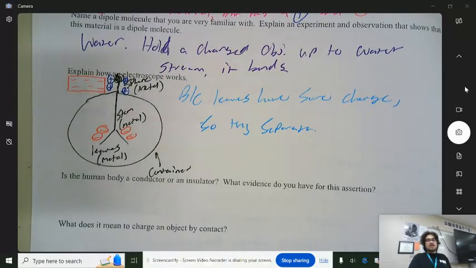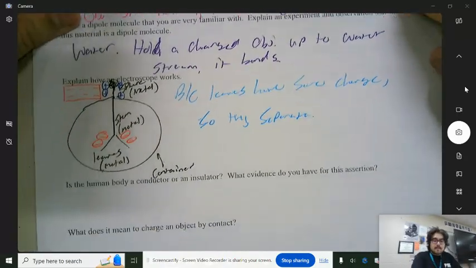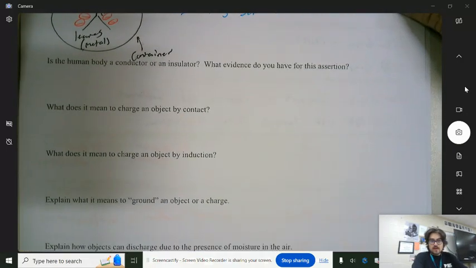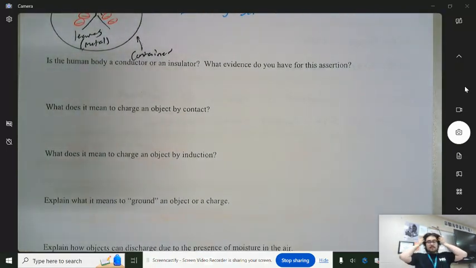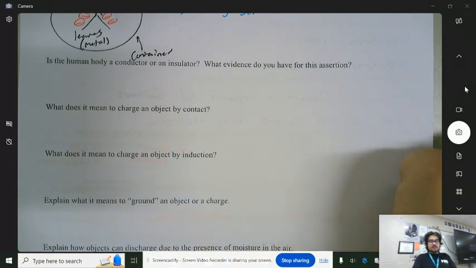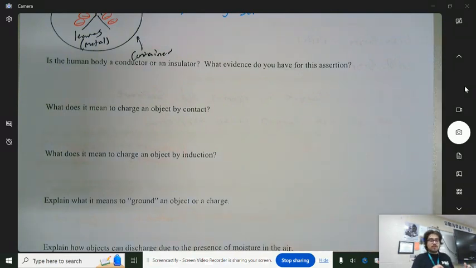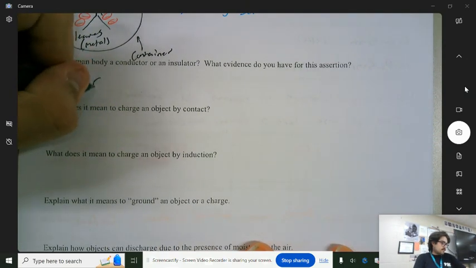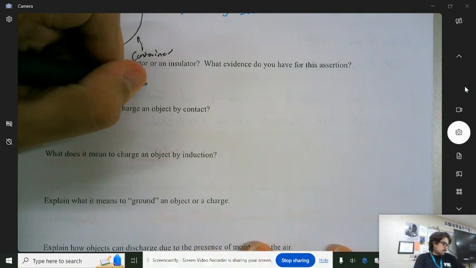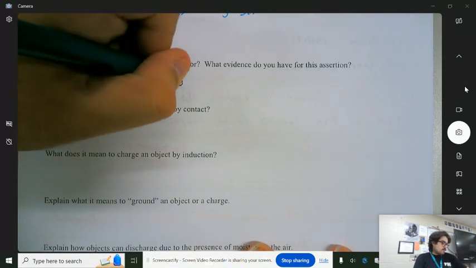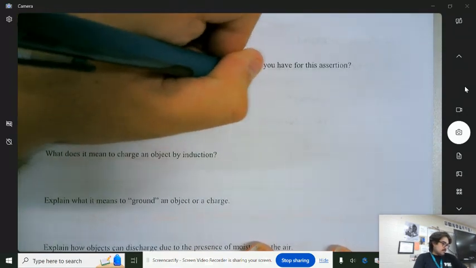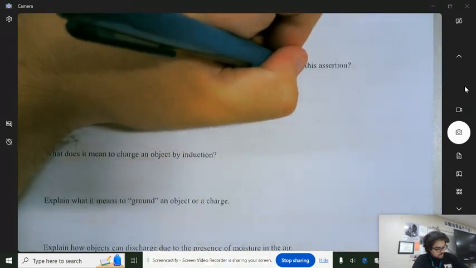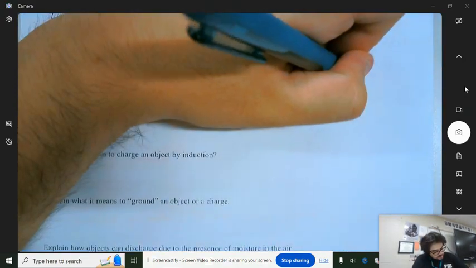Is the human body a conductor or an insulator? What evidence do you have for the assertion? The human body is actually a really good conductor. It's a great conductor. Why? Because you are able to shock yourself or other people. You can be shocked by static electricity.